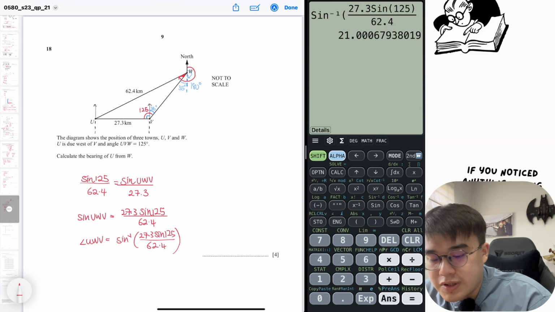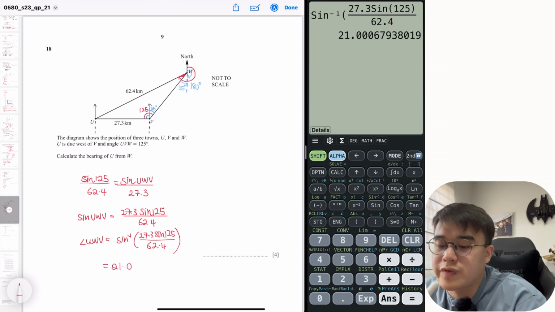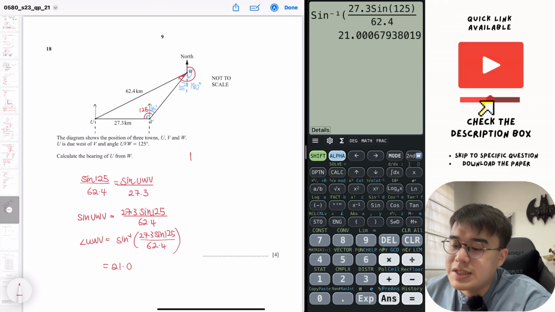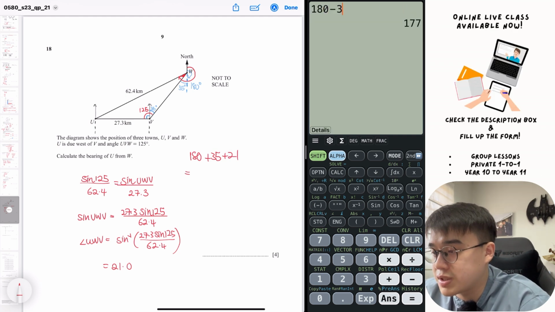So the final answer for this part is actually 21.0. And how will this help you with your answer? You have to take 180 plus 35 plus 21, then you'll be able to find your final results.